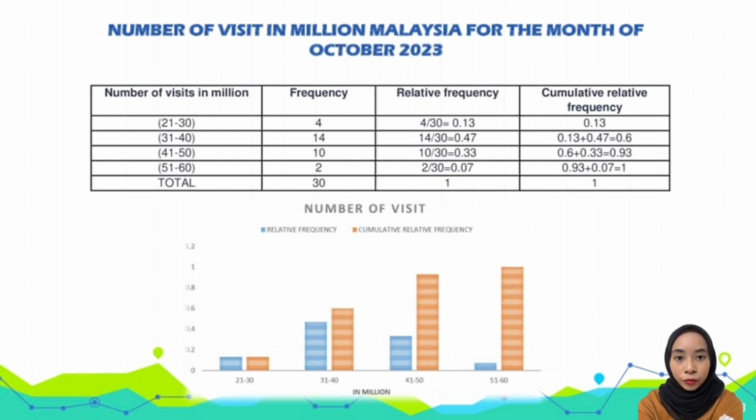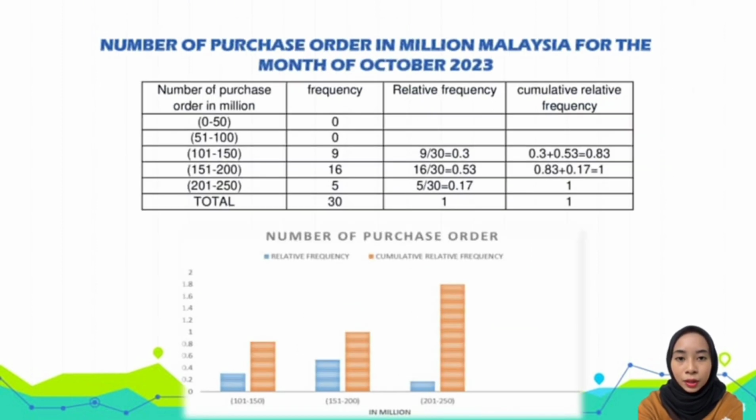The number of visits graph on Instagram, we show up and down on relative frequency and cumulative relative frequency in million on number of visits. Next but not least is number of purchase order for the month of October 2023. The same as number of visits: frequency, relative frequency and cumulative relative frequency.